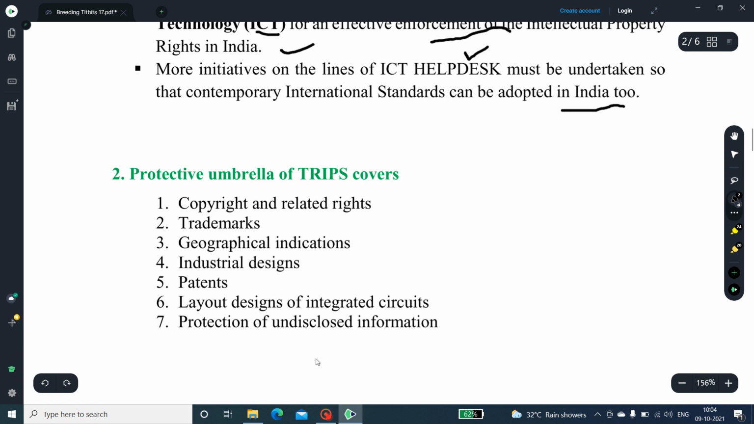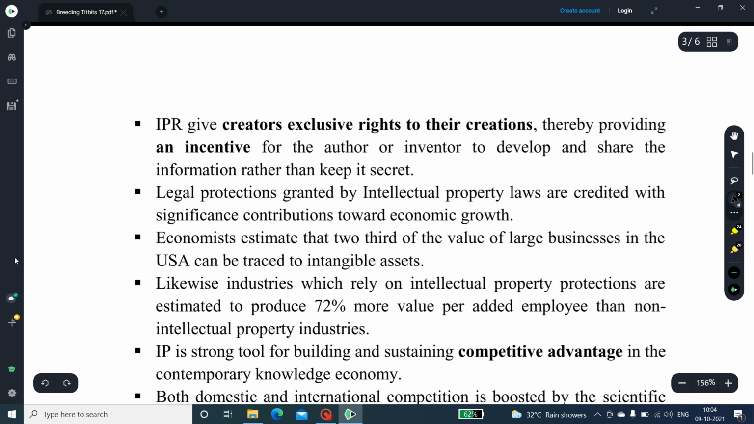Now, TRIPS covers seven things. One is copyright and related rights, trademarks, geographical indications, industrial designs, patents, layout designs of integrated circuits, and protection of undisclosed information. All these are covered under TRIPS. And IPR gives creators exclusive rights to their creations, thereby providing an incentive for the author or inventor to develop and share the information rather than keep it secret.